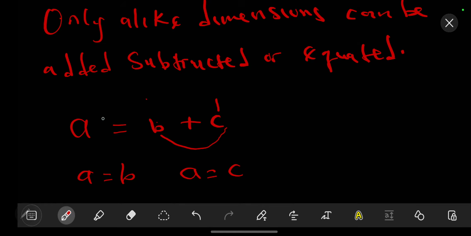If you see, this means the A dimensions are here. At the same time, the A dimensions can also be at C. That means also that the dimensions at B are the same as the dimensions at C. That means that B can also be equal to C in terms of dimensions. That's the only reason why you are able to add them. So now, with that said, let us be able to answer questions.